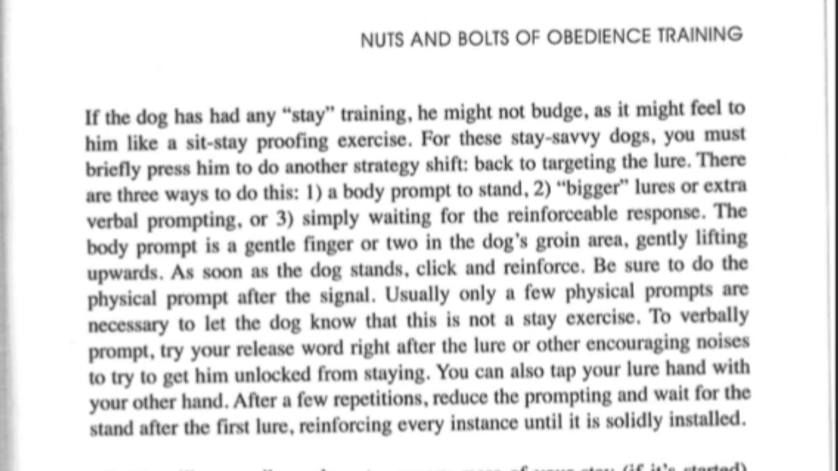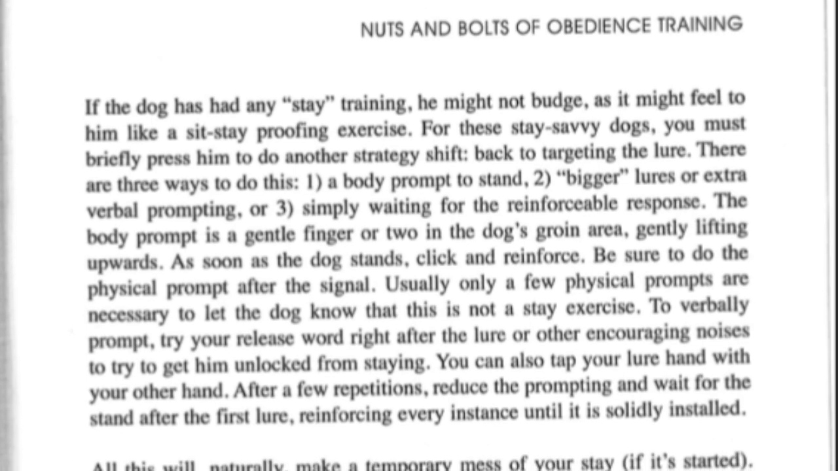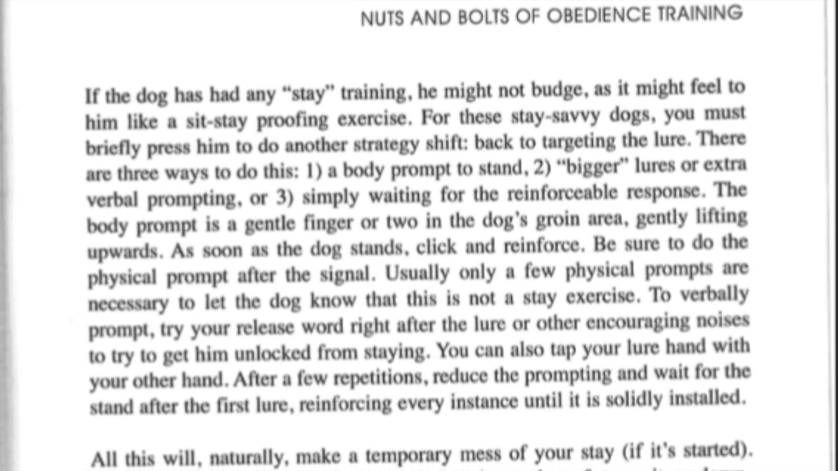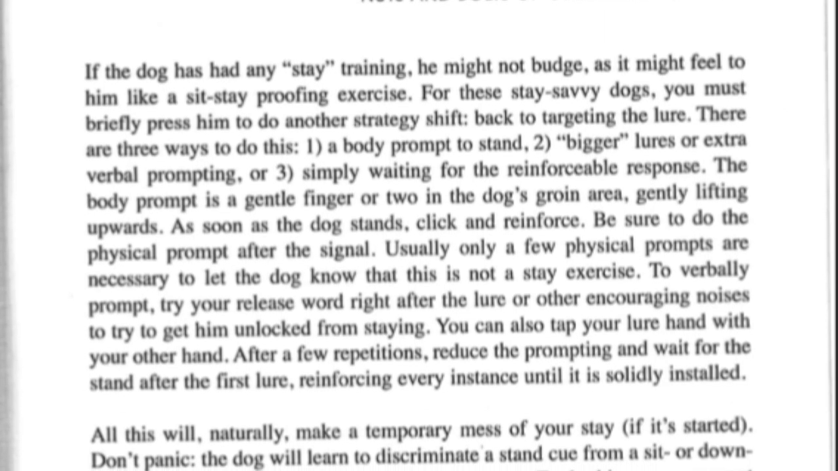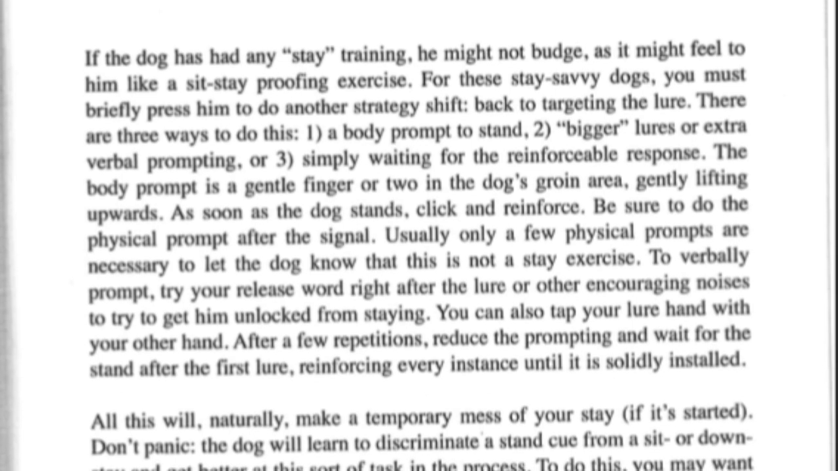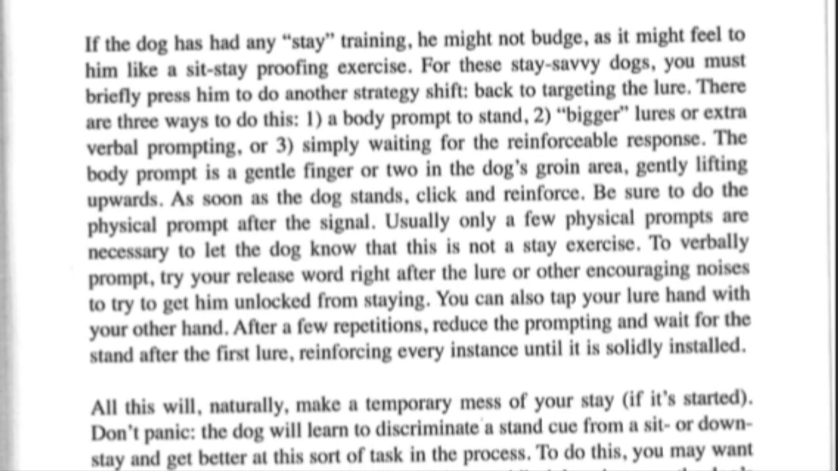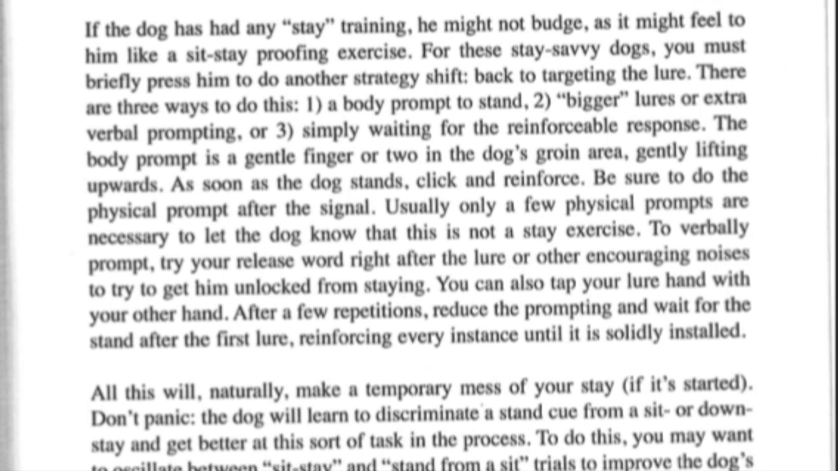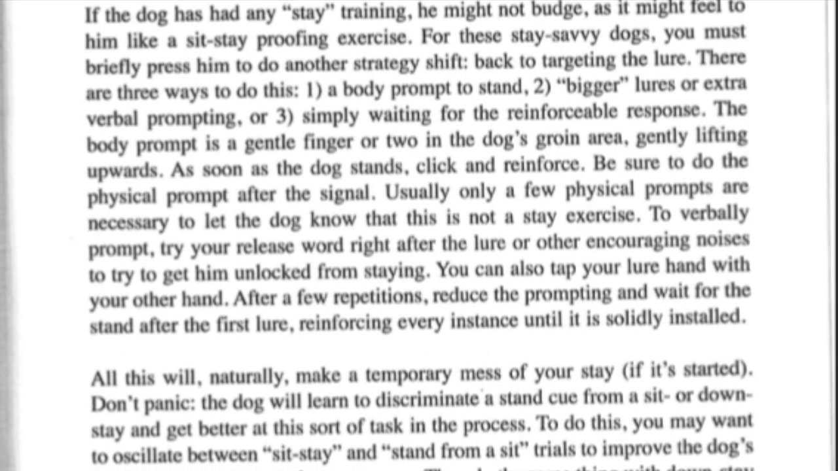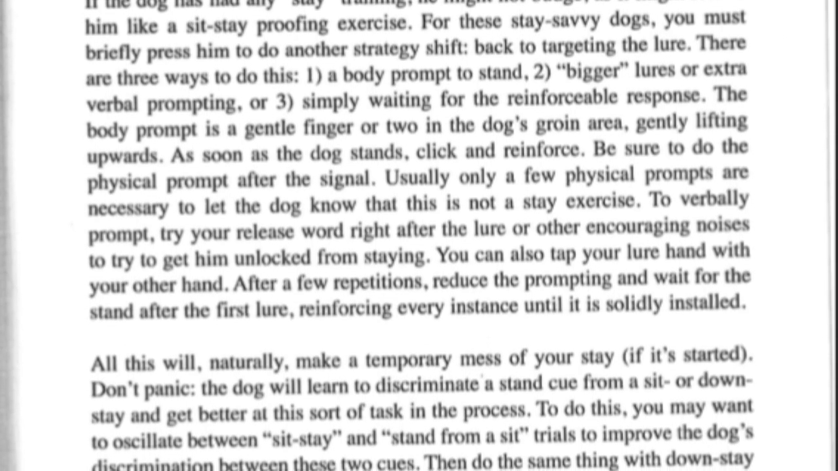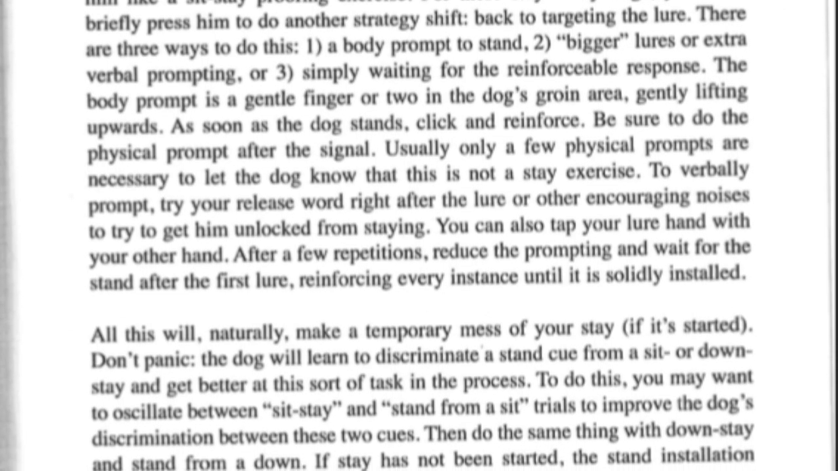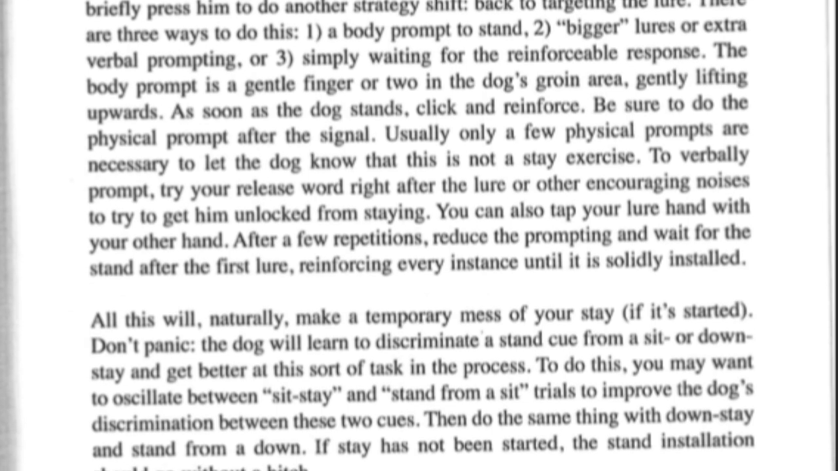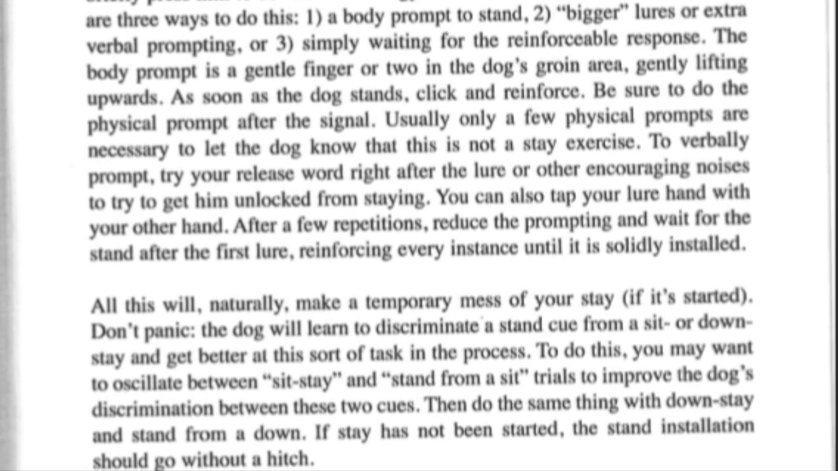The body prompt is a gentle finger or two in the dog's groin area, gently lifting upwards. As soon as the dog stands, click and reinforce. Be sure to do the physical prompt after the signal. Usually only a few physical prompts are necessary to let the dog know that this is not a stay exercise. To verbally prompt, try to release your word right after the lure or other encouraging noises to try and get him unlocked from staying. You can also tap your lure hand with your other hand.